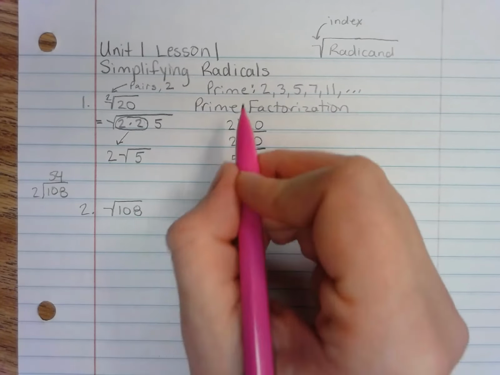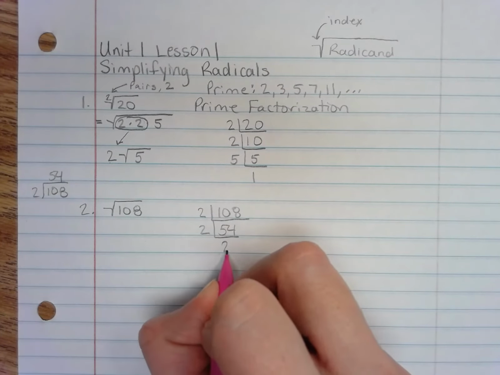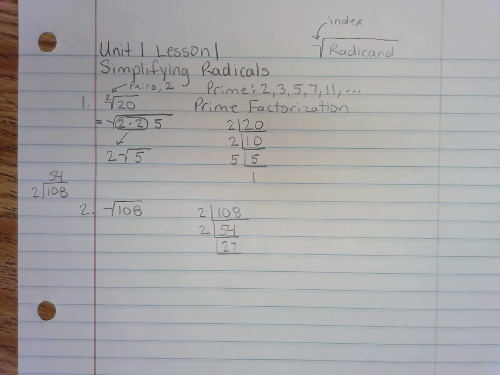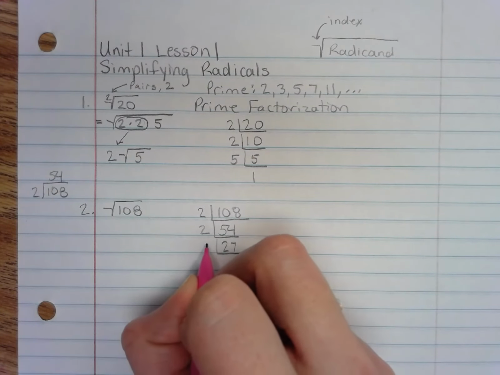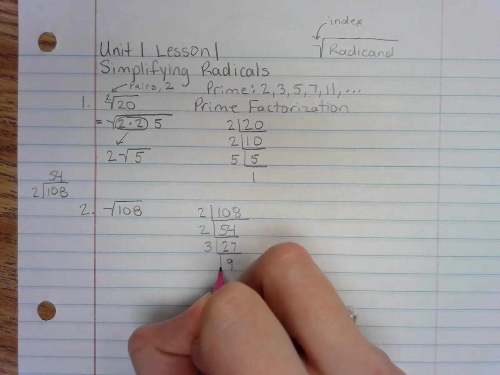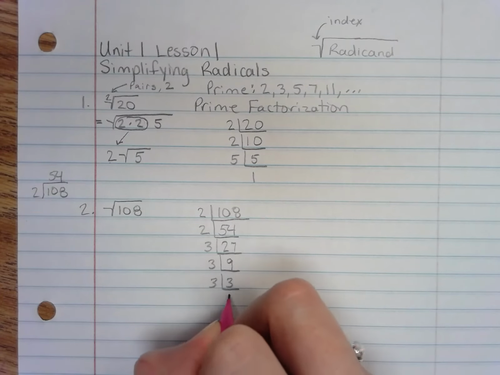Keep dividing by a prime, so I'm going to divide by 2 again. 2 goes into 54 27 times. Here I'm required to pick a new prime because 2 will no longer go into 27, so let's pick 3. 3 goes into 27 9 times. Continue dividing by prime until you get to the 1.